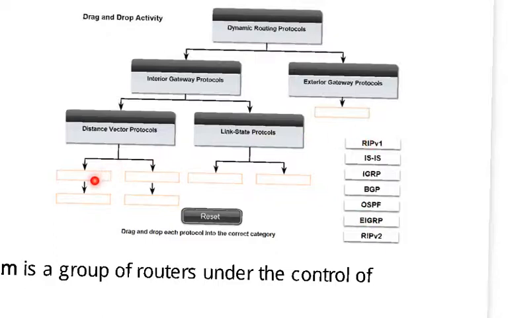So this needs to go here, and this needs to go here, and IGRP and EIGRP, because RIP version 2 is an extension of RIP version 1, and EIGRP is an extension of IGRP. Okay? So for link state protocols, you have OSPF, and intermediate system to intermediate system routing. Those are two link state protocols.